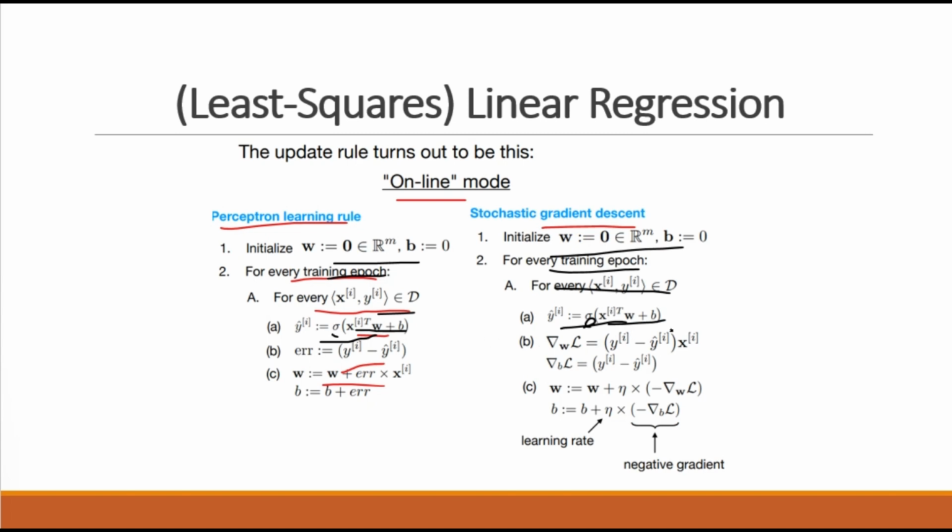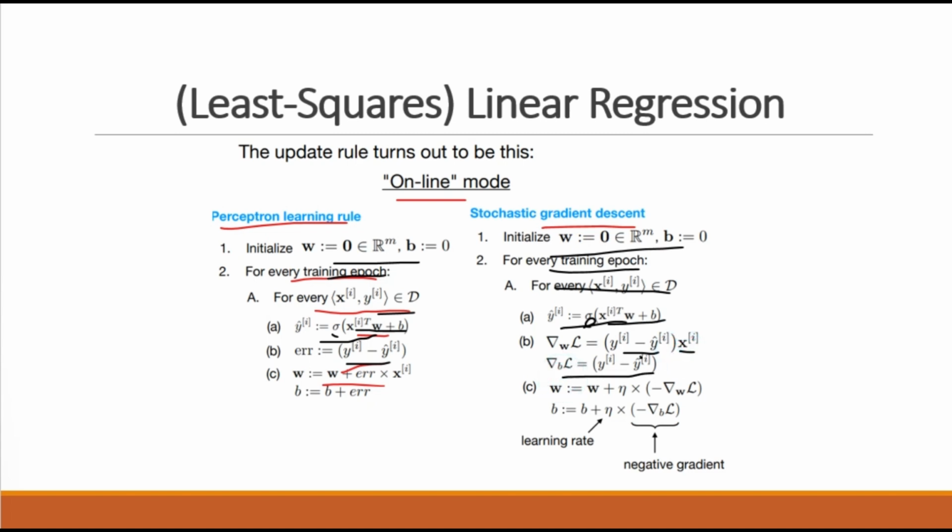Now for the perceptron, we compute this error here by just subtracting the predicted value from the actual class label. In linear regression, we have a continuous value, but it's very similar. So also here we have a subtraction for the weights. We multiply this by x, the input feature vector. And for the bias unit, we don't.